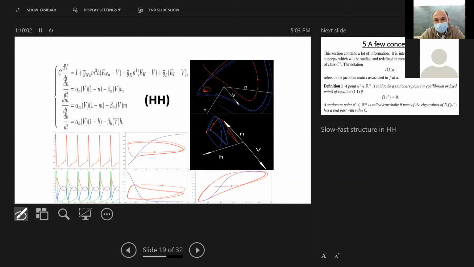I didn't plot the m variable. But you see here there are two trajectories, one in blue and one in red, and the two trajectories are not doing the same thing. The blue one is attracted by a periodic solution, but the red one is attracted to a stationary point.